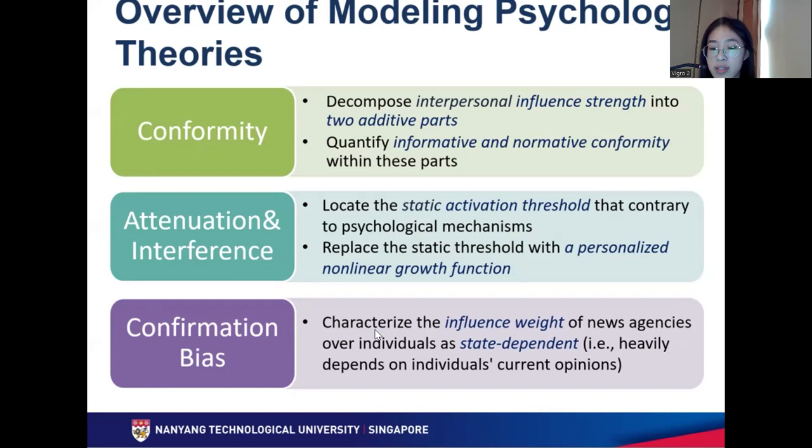And then for the fourth theory, confirmation bias, we all know that a person has a tendency to search for or explore information that confirms their original thoughts. So they characterize this behavior of human thinking as a state-dependent function, which means that the influence weight of the news agencies over individuals is not static. The person has a tendency to adopt their own opinions, but will not totally adopt the opinions from the news agencies. Next, I will introduce the details of how to model these one by one based on the existing studies.